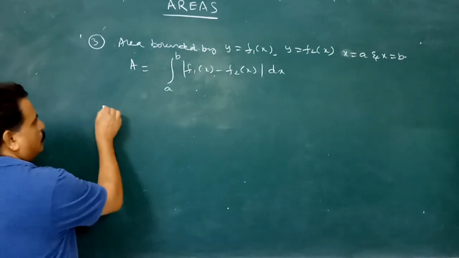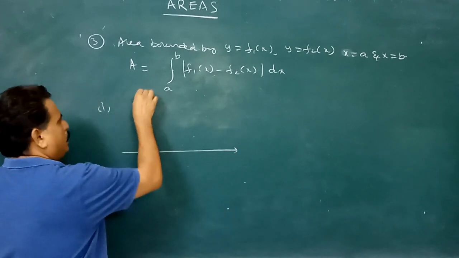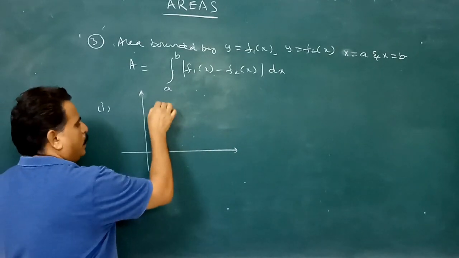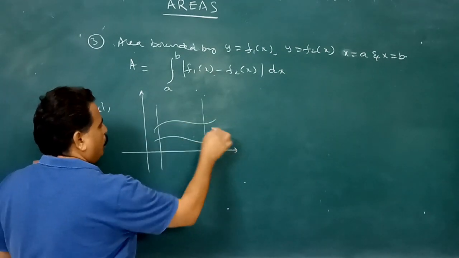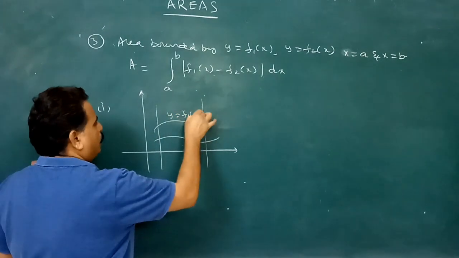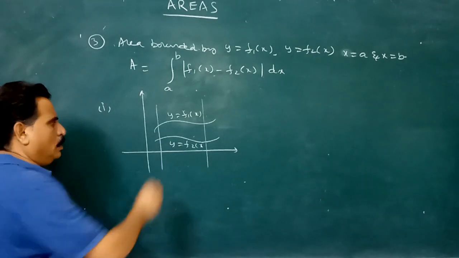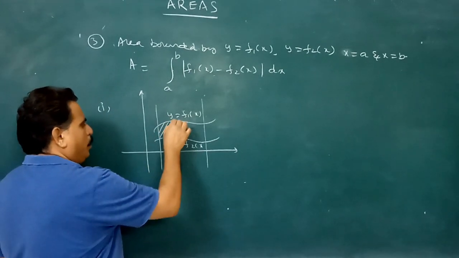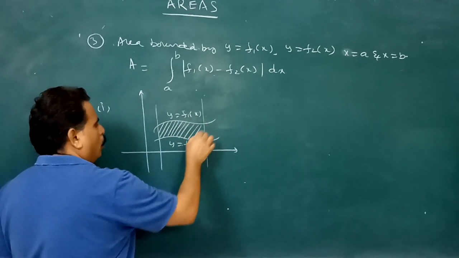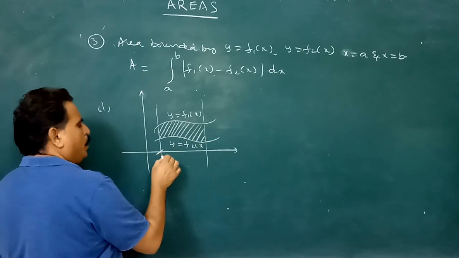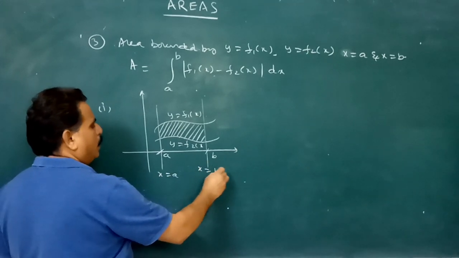Now here, first case. It is the x-axis and y-axis, x equal to a, x equal to b, y equal to f1(x), y equal to f2(x). Like this, the shaded region between the lines x equal to a and x equal to b. This is the region. How to find the area? Here f1(x) is the dominating curve, that means the upper curve.